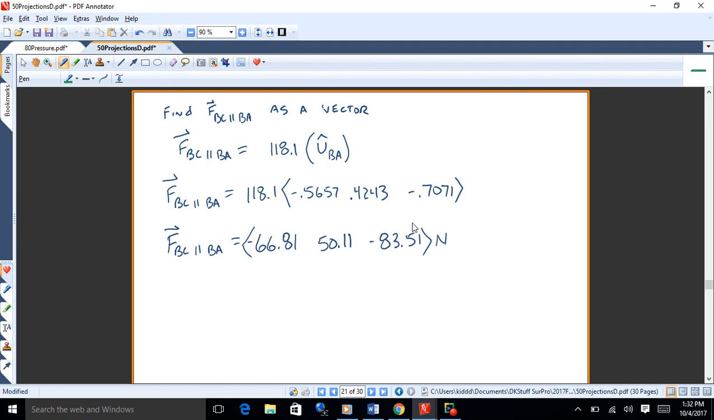So what we just found there is the compression in that strut from B to A. The magnitude of the compression is 118.1, and if we want it in vector form, we've got it too. So if you are designing that strut that goes from B to A, you'd look at the area of it, use that and the force and come up with a stress. Then you'd look at the material that you made it out of and see what sort of compressive stress it could handle. We'll get into that a little bit in strength of materials.